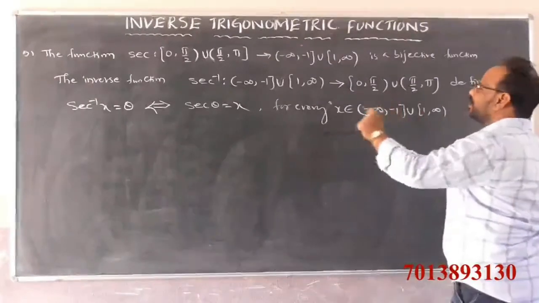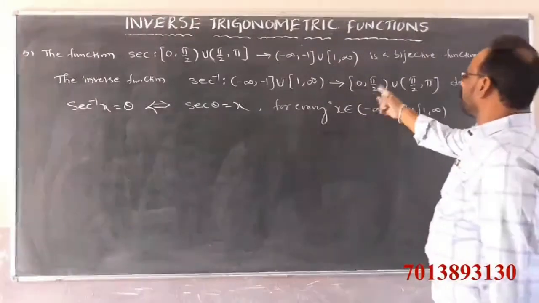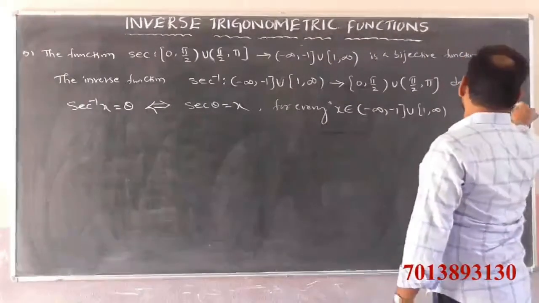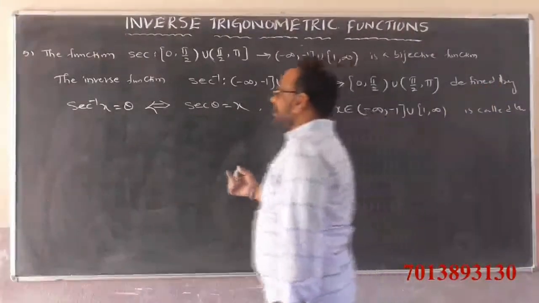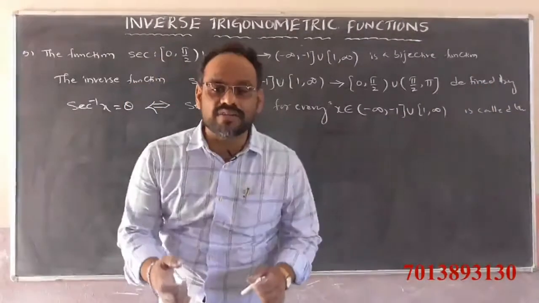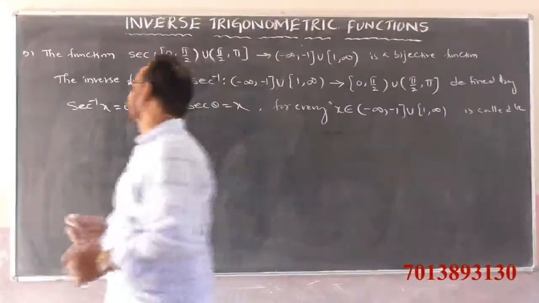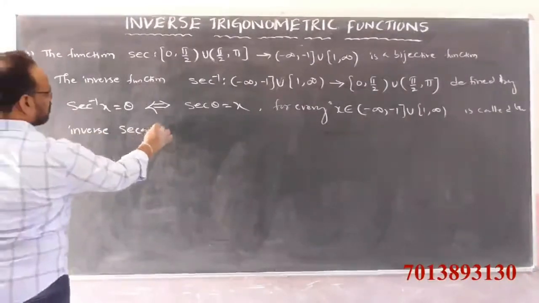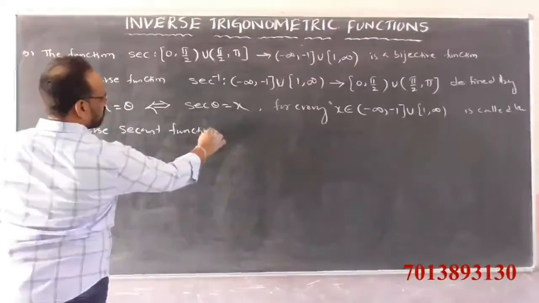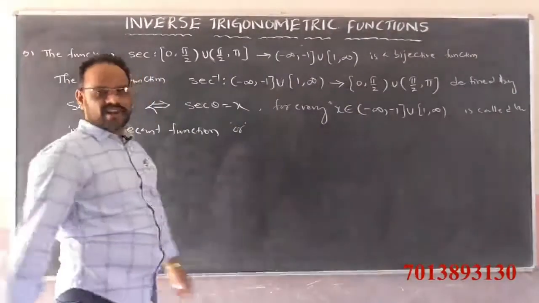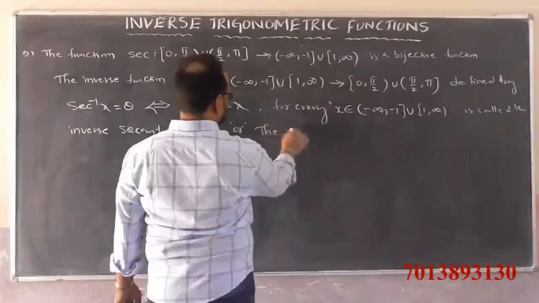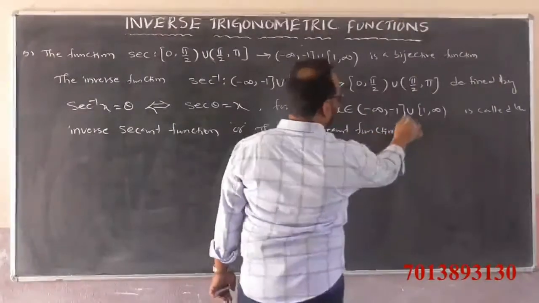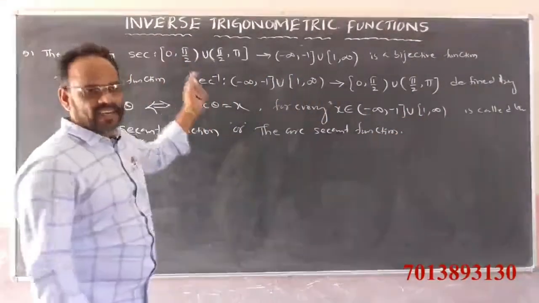There exists a unique value of theta in the closed interval 0 to pi by 2 union pi by 2 to pi. This is called the inverse secant function, or the arc secant function. The secant function is not a bijective function.